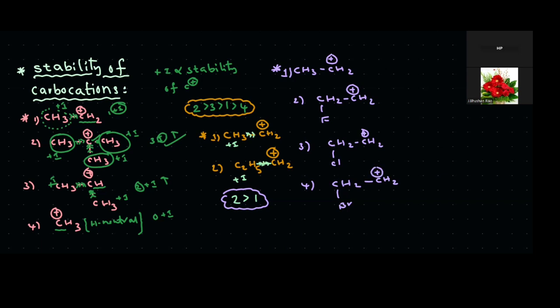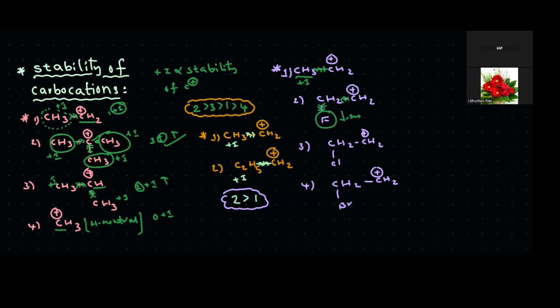Generally, in the earlier cases, all were plus I groups. Now in this condition, a CH3 group is attached to the CH2 plus. This group alone acts as a plus I and releases electrons. Then coming to the second condition, when a fluorine atom is attached to the carbon, instead of releasing, it withdraws electrons from the carbocation. That means it decreases the stability.